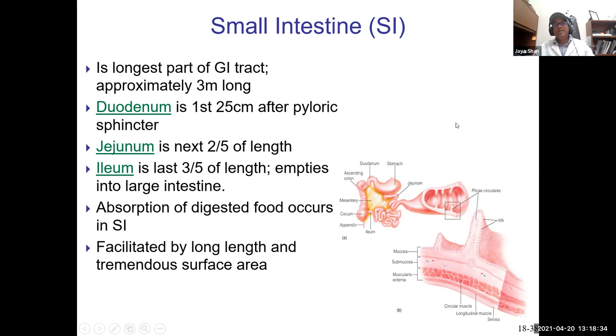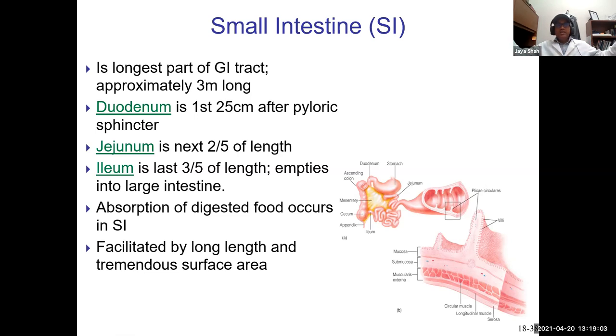The small intestine is the longest organ in length in the GI tract. It is a small intestine, but its length is the longest, but its diameter is less than the large intestine. So we call it small intestine. The small intestine is the main site of digestion and absorption.